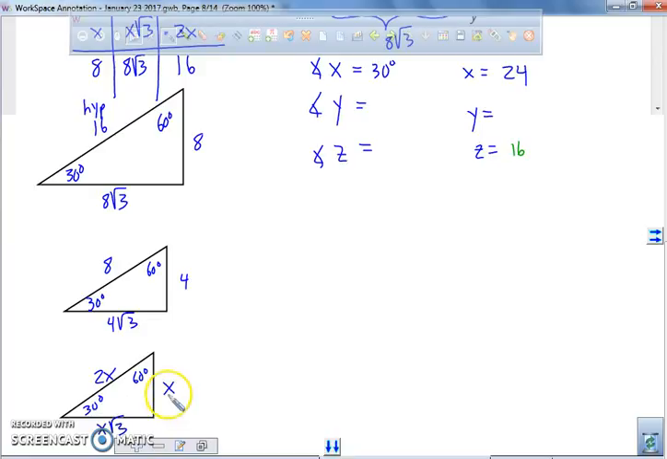Whatever the side is across from the 30-degree angle, whatever this number is, you just multiply it by the radical 3, and that gives you the middle leg, or the side that's across from the 60-degree angle. And the hypotenuse is always double. So if that's a 4, that's an 8. If that's an 8, that's a 16.